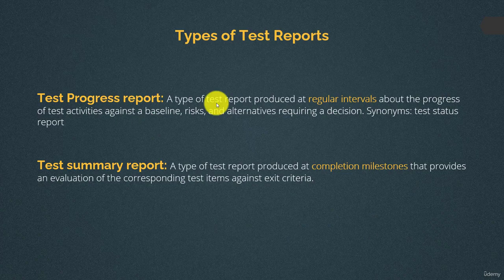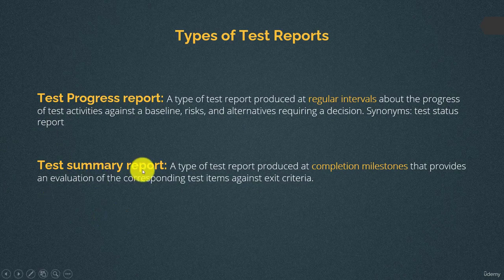The test progress report is a type of testing report that's produced at regular intervals about the progress of test activities against a baseline, risks, and alternatives requiring a decision. We call it also the test status report. So for example, we have a project that will take 6 months. We can write a report each week. So this report is a test progress report. Each week we give the stakeholders feedback on the quality of the software.